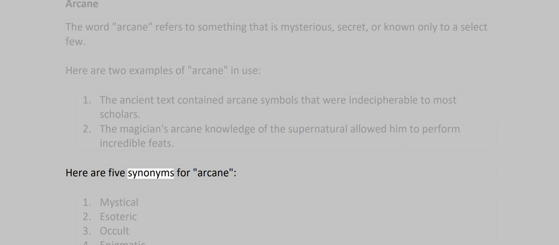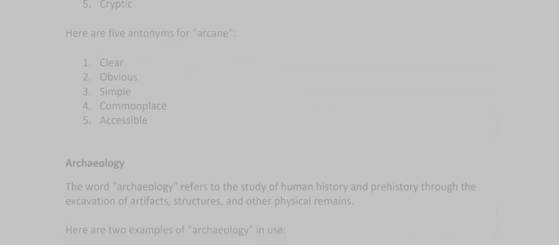Here are 5 synonyms for arcane. 1. Mystical. 2. Esoteric. 3. Occult. 4. Enigmatic. 5. Cryptic. Here are 5 antonyms for arcane. 1. Clear. 2. Obvious. 3. Simple. 4. Commonplace. 5. Accessible.